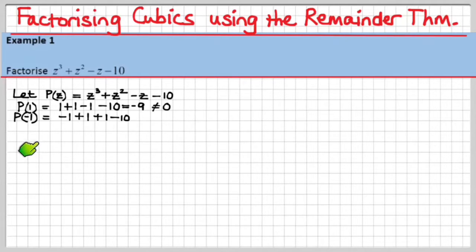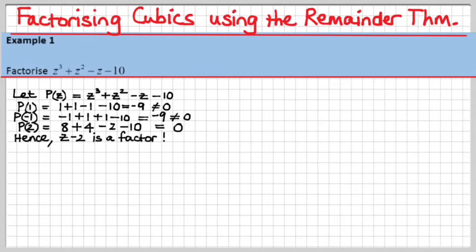Let's try now z equals minus 1. In the expression, I get minus 1 plus 1, that's minus 1, plus 1 minus 10, and wouldn't you know, I get minus 9 again. That's a coincidence, but it certainly isn't equal to 0, so we've struck out again. So let's try z equals 2 now. I get 2 cubed, which is 8, plus 2 squared, which is 4, minus 2 minus 10, which comes to 0. So by the factor theorem, because there's no remainder, I know that z minus 2 is a factor.